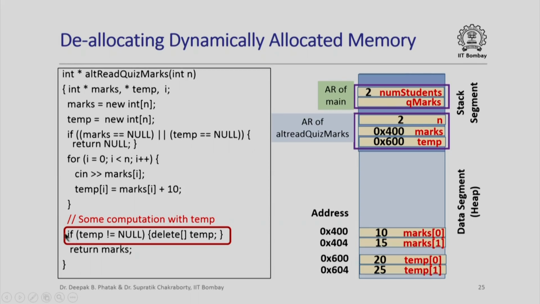So here is how you might deallocate dynamically allocated memory in alt read quiz marks. You just check whether temp is not equal to null and delete it. Note that by the time we have reached this point in this function, we know that temp is not equal to null, but I would still insist that before you use delete, you should always check that temp is not equal to null. This is good programming practice.